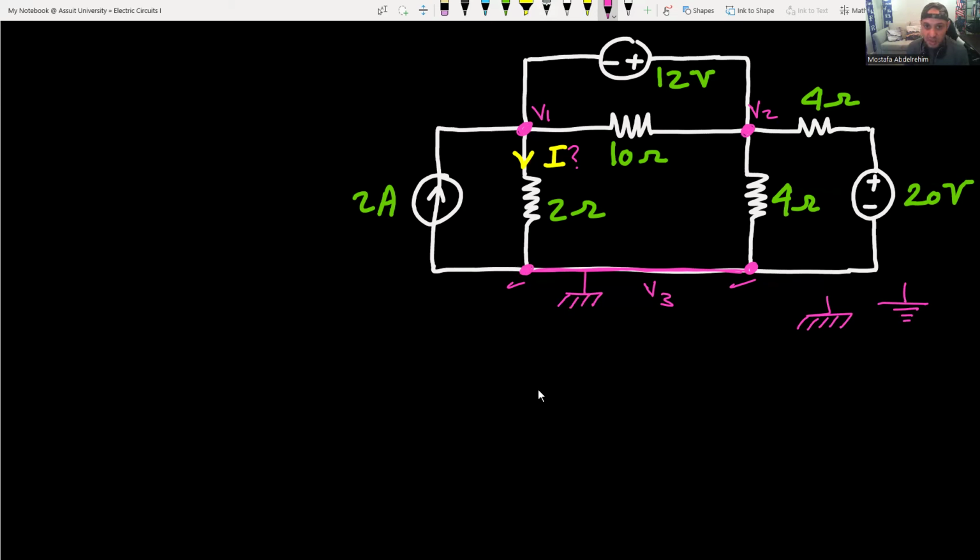Where is the supernode? We said that a supernode is any two nodes that are connected by a voltage source. So we have here V2, V1, V3, but V1 and V2 have a voltage source connecting them together. So basically, this one here is our supernode.